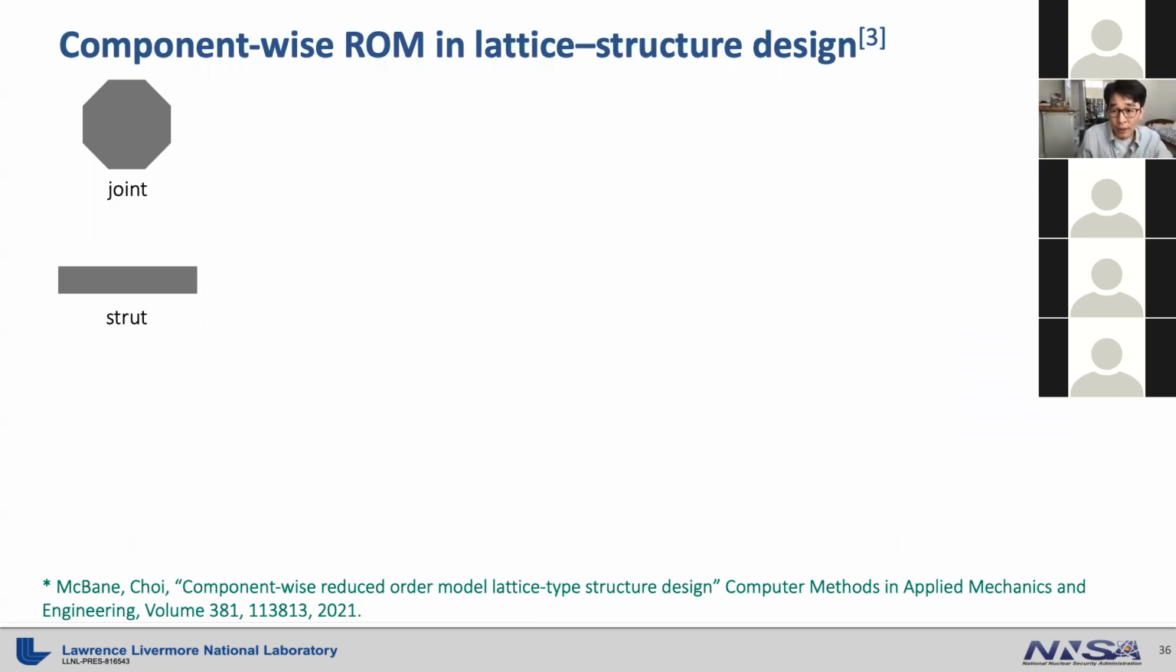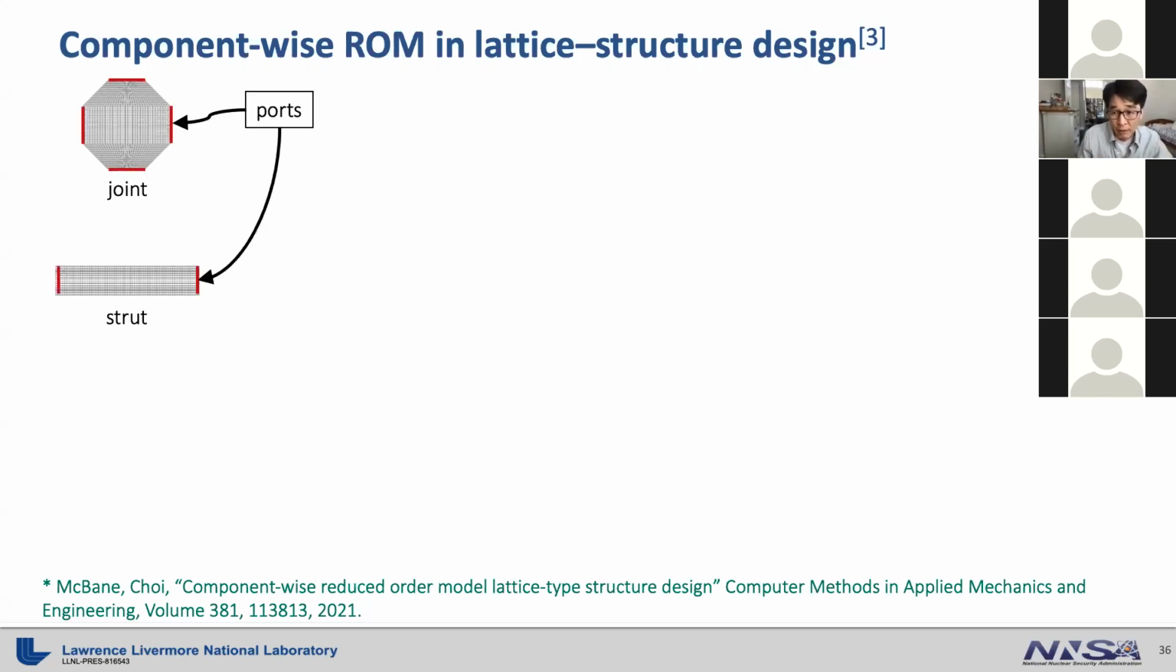In order to explain the process of the component-wise reduced model, I'm going to explain how I incorporate that in design optimization. First of all, we identify the reference components. Here we have identified the simple joint and the strut component geometry. Then you introduce finite element discretization for each reference component. Then we build component ROMs for each component, that is, the joint ROM and the strut ROM.